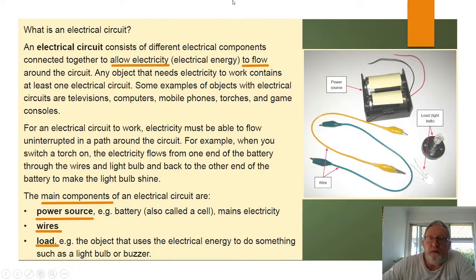Over here, in terms of when we do science experiments, these are the types of things that we can use. Wires, and you can see the plastic over the ends, that's insulation, a light bulb, which is the load, and a power source.